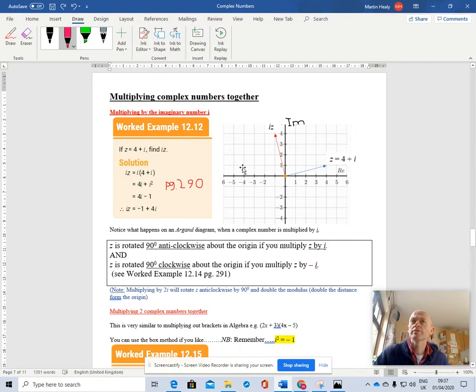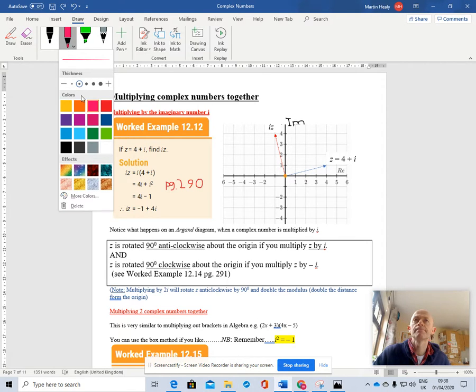So this is preparation for exercise 12.4. It's got to do with multiplying complex numbers together. This is a copy, something I cut from your textbook. What happens when you multiply a complex number by i?